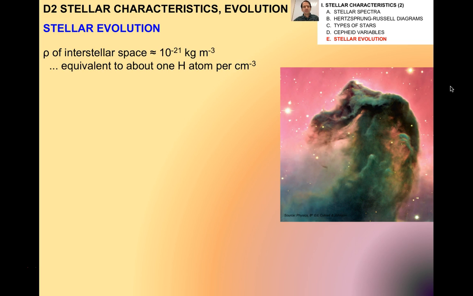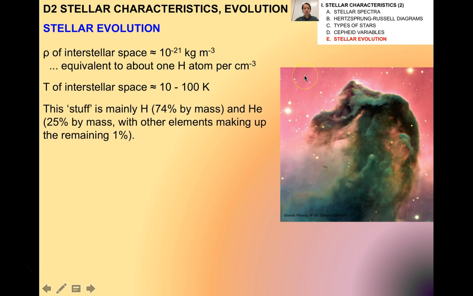Now, contrary to popular belief, the density of interstellar space is not zero. It's not a vacuum. Turns out that the density is equivalent to about one hydrogen atom per cubic centimeter, okay, which seems like a lot actually because there's a lot of cubic centimeters, but really this density is about 10^-21 kilograms per cubic meter. And this results in a temperature of interstellar space of not, of course, absolute zero, but anywhere from 10 to 100 Kelvin. It's really cold in space, all right? This stuff is mainly hydrogen and helium, okay, 74%, 25% roughly by mass, all right?